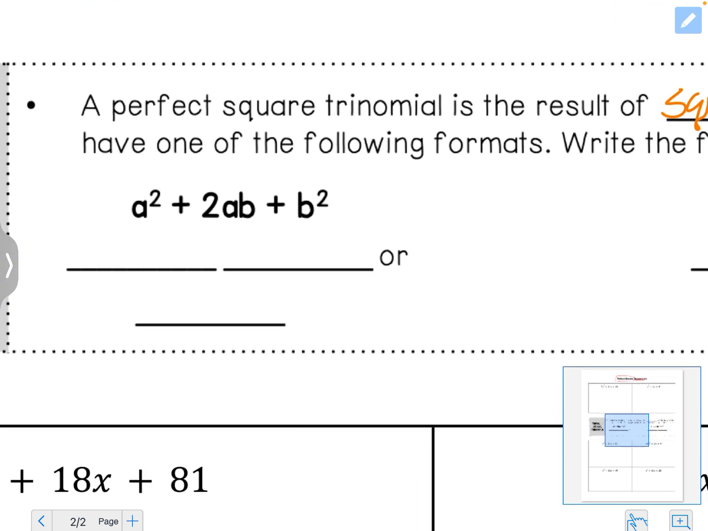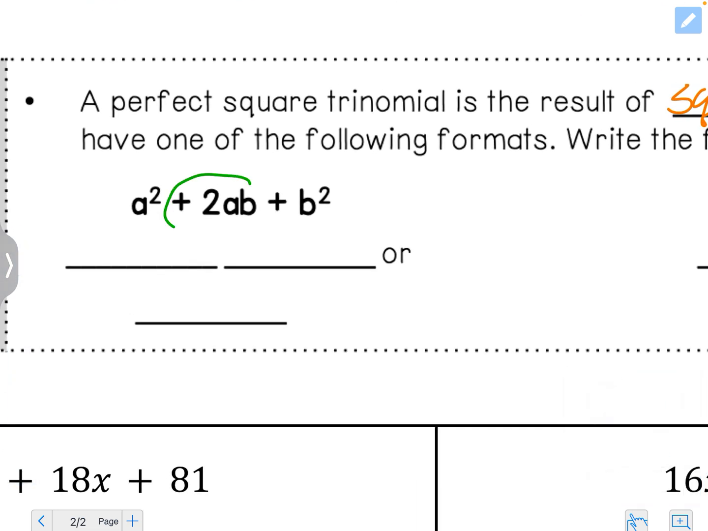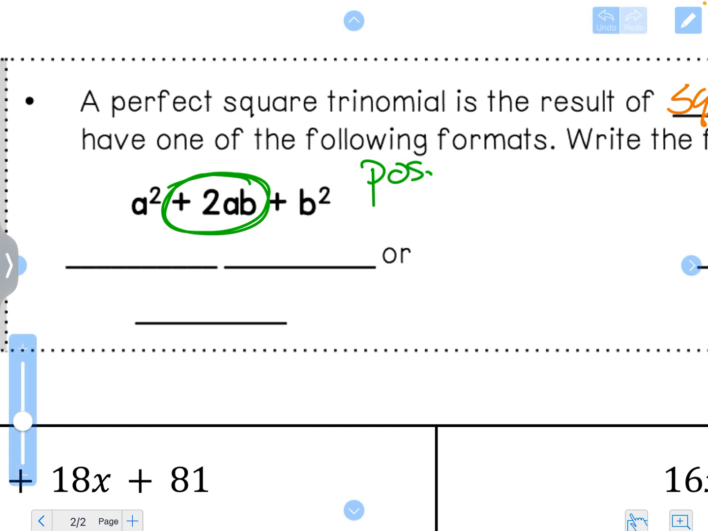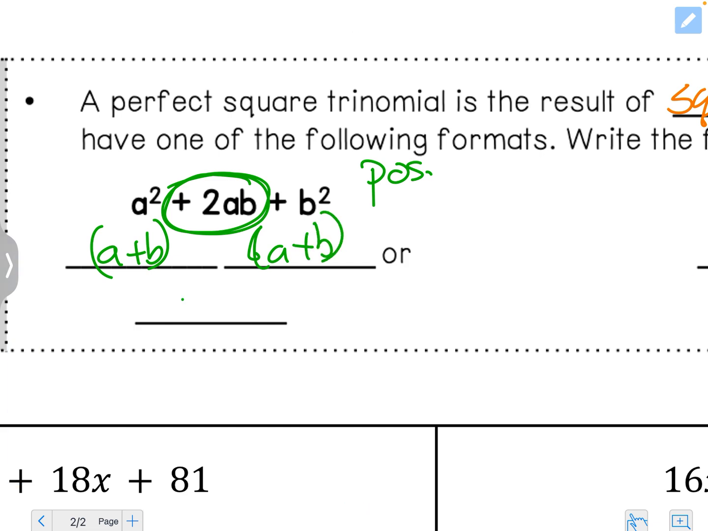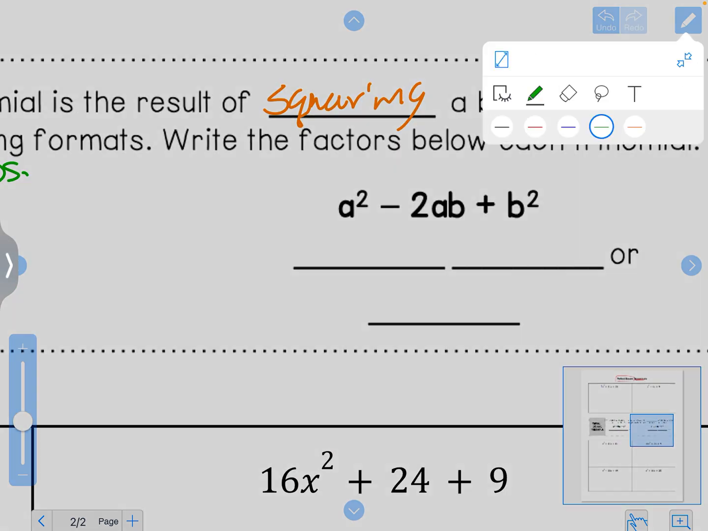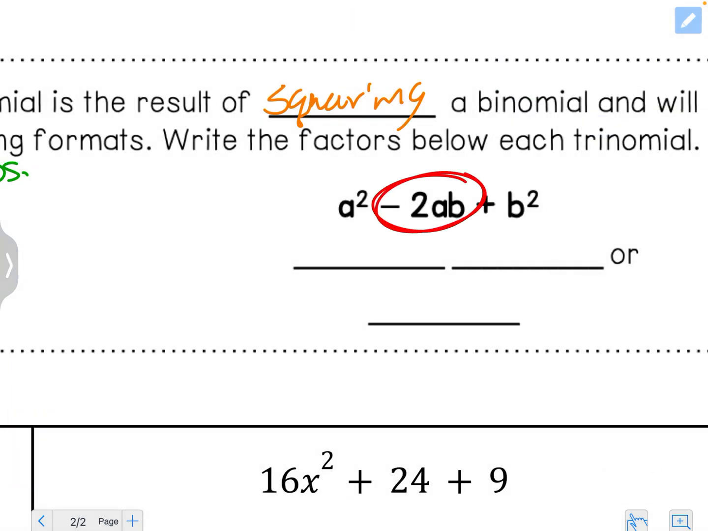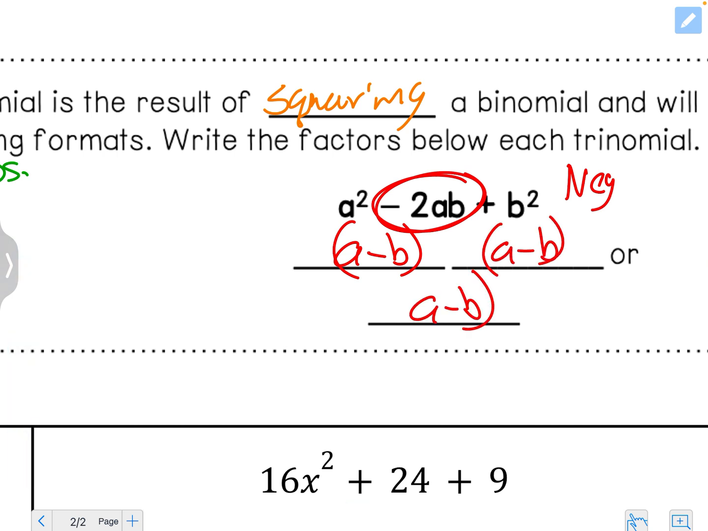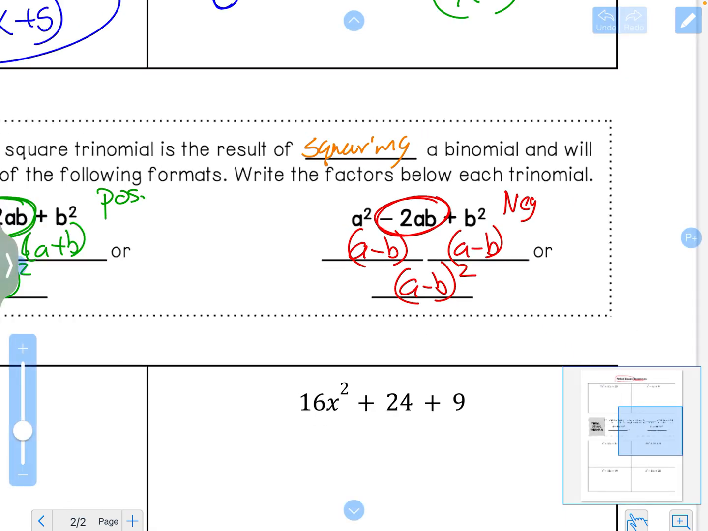What we need to look for to determine which format we need is we're going to look at that second term. If our second term is positive, our answers are going to be positive. So it's going to be a plus b times a plus b, or a plus b squared. If we look at that second term, and our second term is negative, then my answer is going to have a negative. A minus b times a minus b, or a minus b squared.